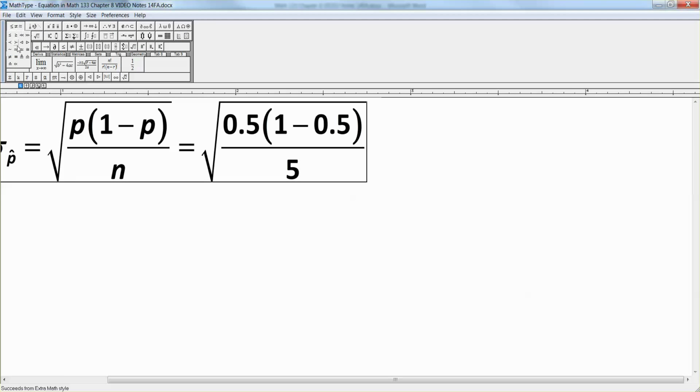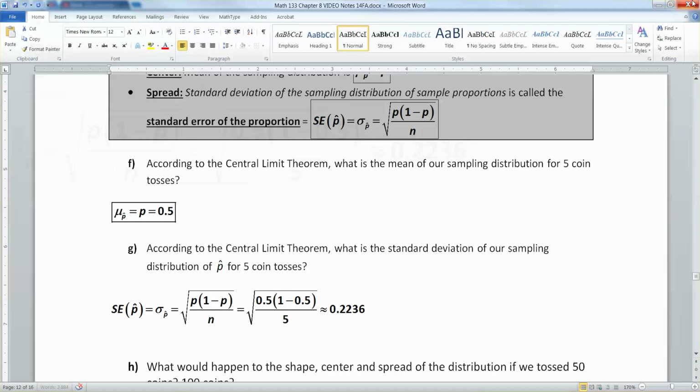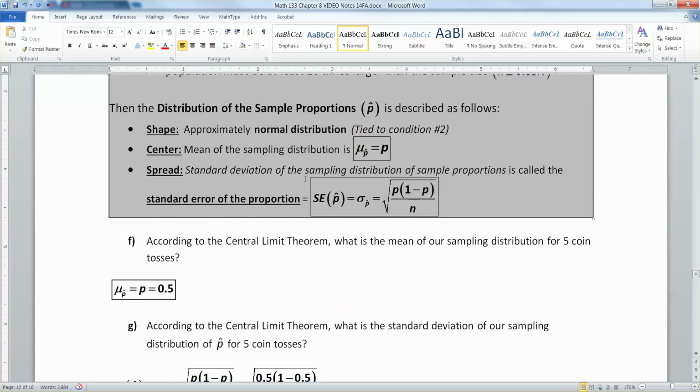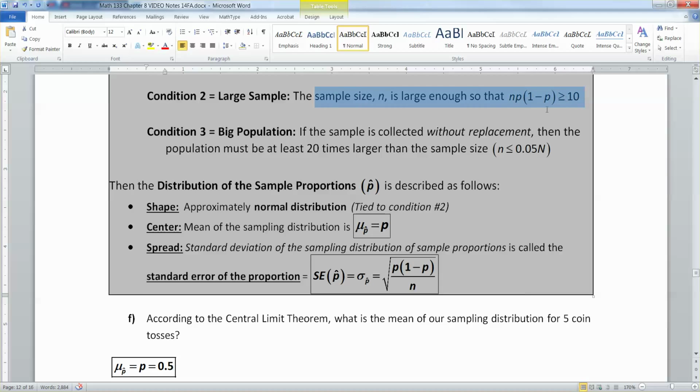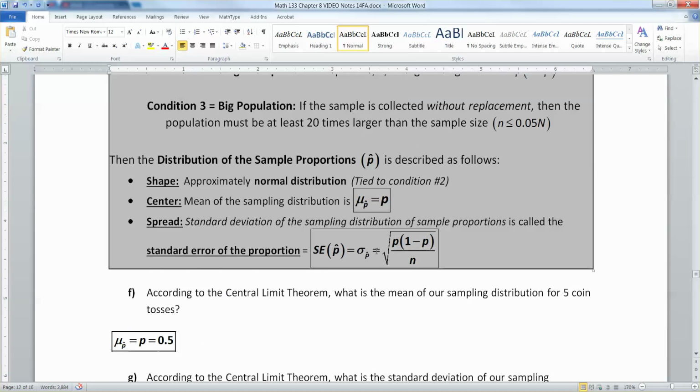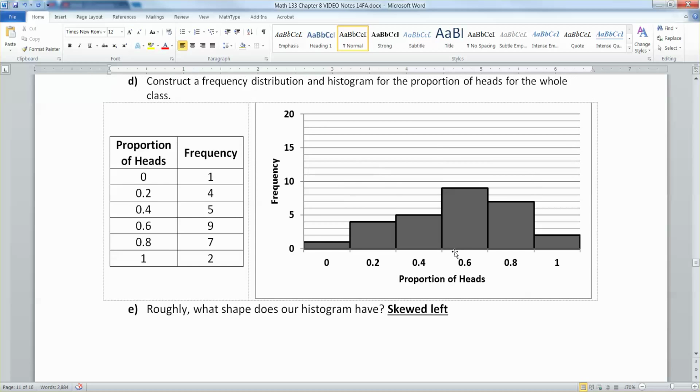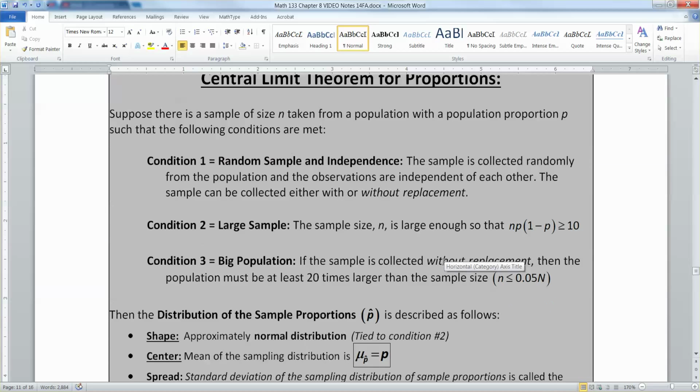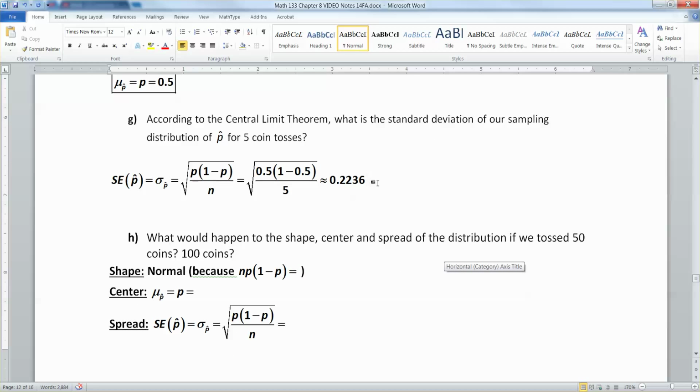Again, technically we didn't meet all the conditions. We met the independence part and the random part, but we didn't really meet the normal distribution part, but that's okay. That's why when we did it, this didn't turn out to be a normal distribution right here, but we're just pretending. So there we go. All right, now what would happen to our shape if we did 50 tosses or 100 tosses? What would happen? So let's check. It would be normal, right?